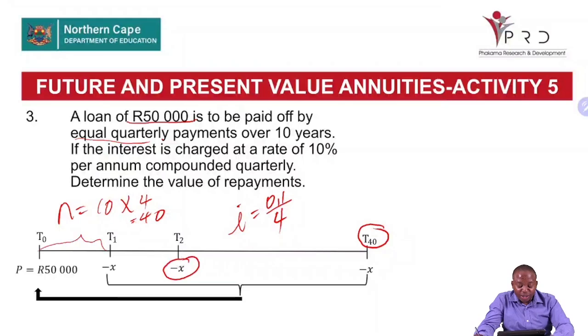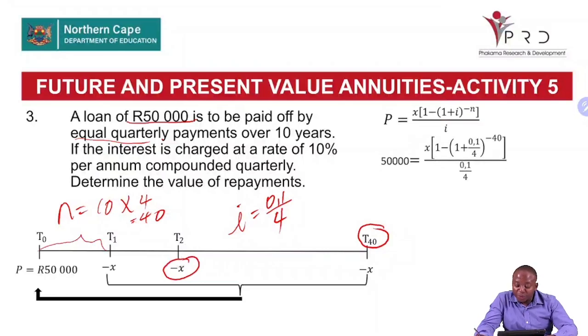Hence, we'll actually have a normal gap there. So when we're not told anything in the statement, we just assume it's a normal present value formula. We substitute into the formula where P is 50,000, and X remains unknown as we're looking for it. Open bracket 1 minus, open another bracket 1 plus 0.1, which is our I, divided by 4, which is the compounding period, close bracket to the power -40, close the bigger bracket, over 0.1, which is our I, over 4, which is our compounding period.